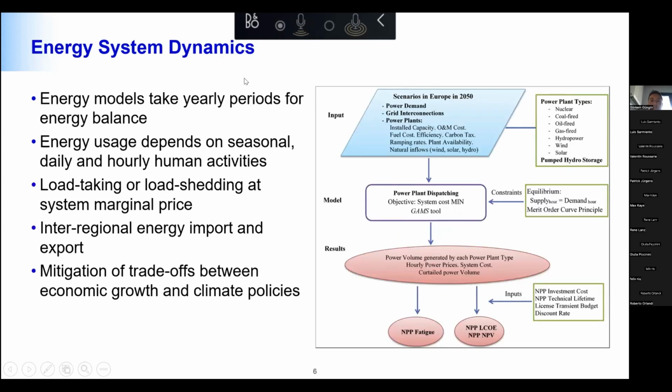But the energy system is more dynamic. It is difficult to treat it only with yearly or 5-yearly periods. It depends on seasonal, daily, and hourly human activities. And in the energy markets, with the market regulator and the system regulator, there are always load taking and load shedding at system marginal price, which has to be considered again.